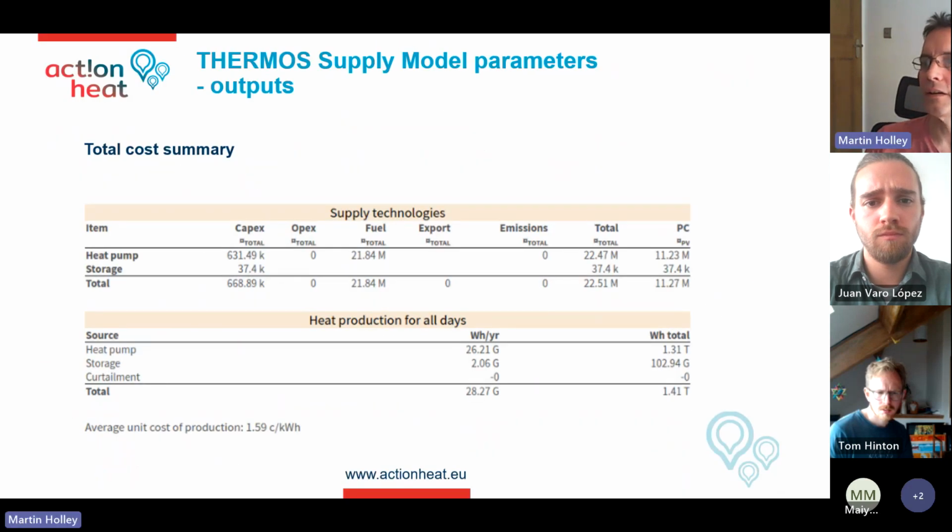This is a snapshot of what the total cost summary looks like, and the parameters that it will churn out, categorized by the type of technologies. And you notice the figure there at the bottom, average unit cost of production. That's quite a useful figure. The cost of heat per unit is a good KPI to compare with other scenarios that you're running and how it fits with the network that you've optimized as well.